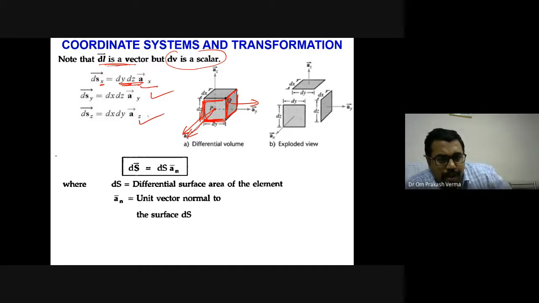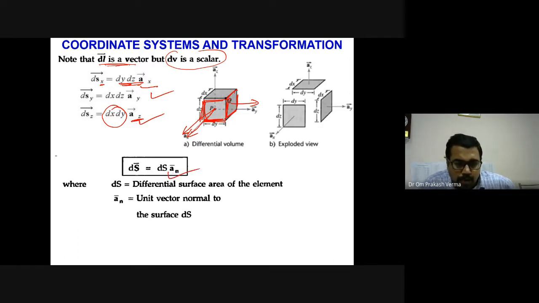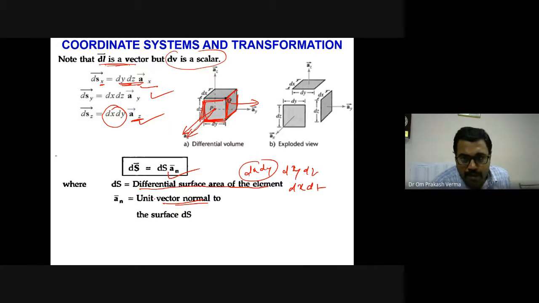Okay, so that's why I'm saying this is a vector quantity, and this surface, simply you can write it. This is the surface. Okay, and when it is multiplied by the normal vector, then it is simply written as the ds vector equals ds into an vector, where ds is the differential surface area of the element, like dx dy, dy dz, and dz dx, right? And when we multiply with their unit normal vector, then it will represent the overall surface. It gives the information about that surface.